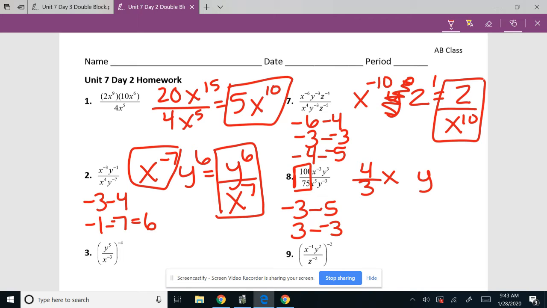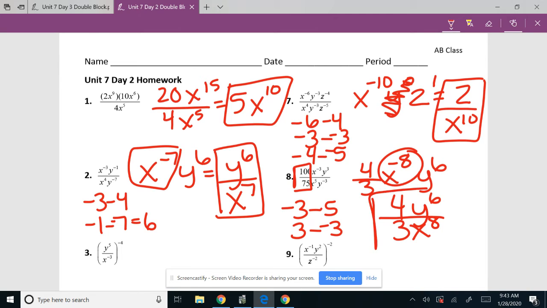Let me go ahead and do it because I feel like you guys are going to be like, what? All right, so the x is negative. So that means the x is going to go to the bottom. So my answer is going to be 4y6 because they stayed at the top because they were positive. The 3 is at the bottom already because of the fraction. And the x is going to become a positive 8 at the bottom. I'm hoping that's going to help you out with the other ones that come out.